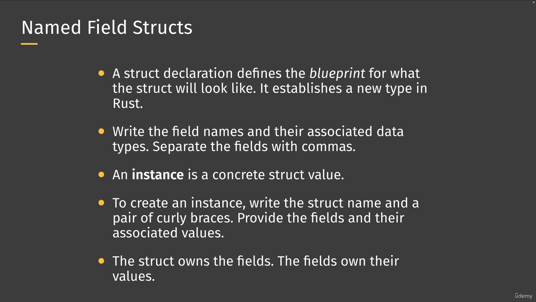The next step is to actually create one or more instances of it. An instance is the realized concrete struct value. To create the instance, we write the struct name and then a pair of curly braces. We provide all of the required fields, and then this time we provide an actual value that lives up to the promised type. And the compiler will validate that you provide the correct number of fields and the correct associated types. It's important to note that the struct owns its fields and the fields own their values.